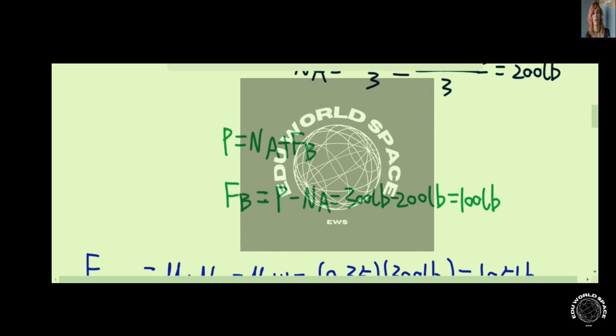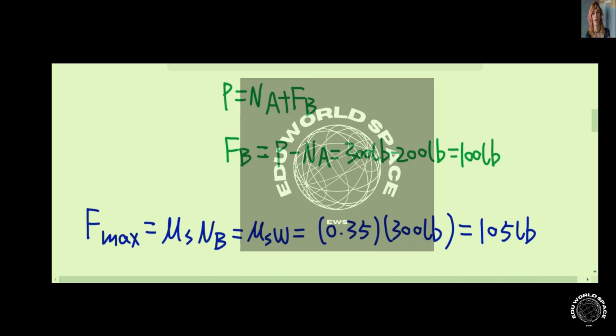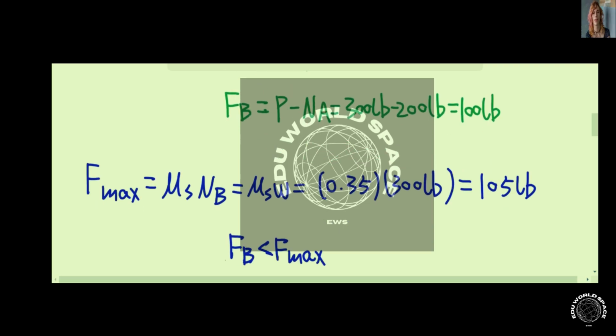So the maximum friction at point B is equal to the coefficient of static friction times NB. And this is also equal to mu s times W, since W is equal to NB. If we plug in values, we have 0.35 times 300 pound is equal to 105 pound. As you can tell, the friction at point B is less than the maximum friction.